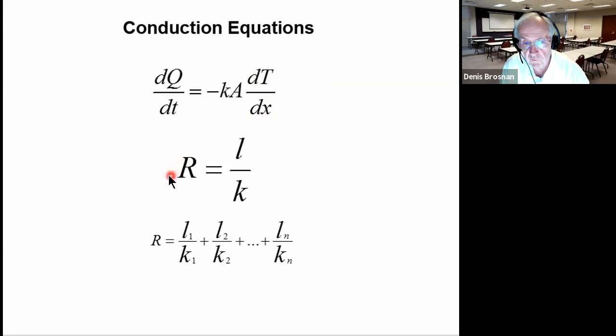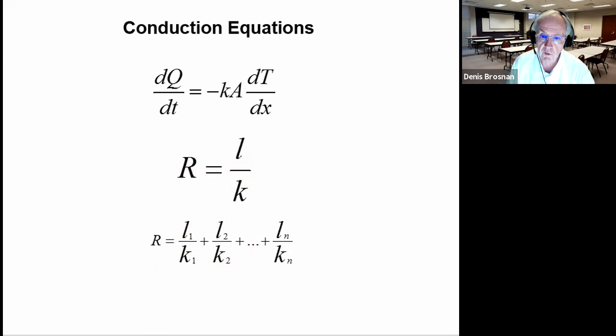And we like to define a quantity called thermal resistance, or R. You see this in various kinds of insulation when you go to the store to buy some insulation. R is equal to the length of travel of the heat divided by the thermal conductivity. So the total R is equal to any individual components, L1 over K1 plus L2 over K2, and so on, as many segments of conduction as you may have.